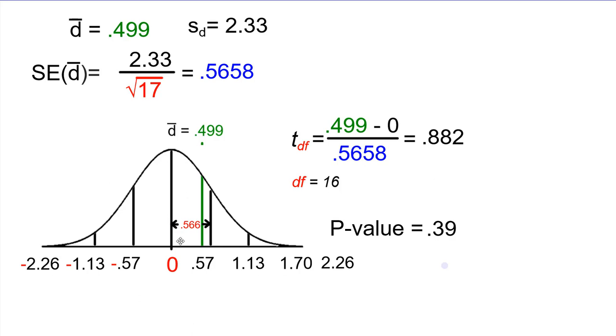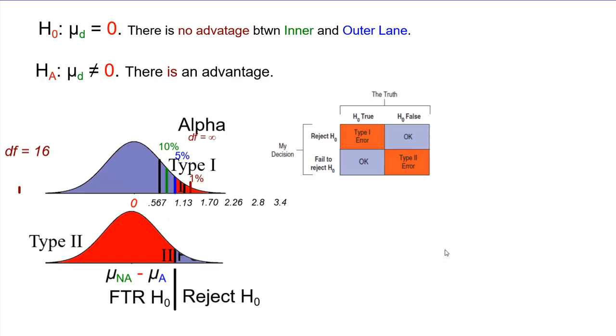If the null hypothesis was true and that there was no difference, then we would expect to have a difference of about half a second, positive or negative, in both directions, to occur in 39% of samples, which is not less than any alpha level that we would choose, like 10, 5, or 1%. And so we do not have enough evidence to reject the null hypothesis.